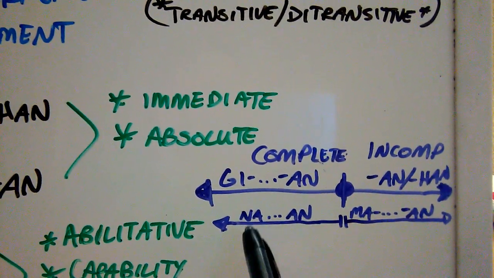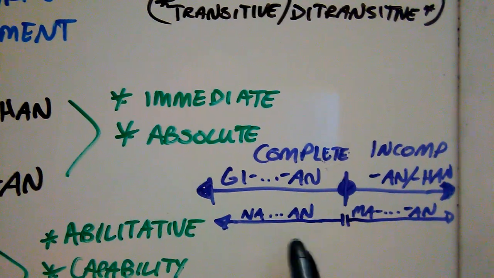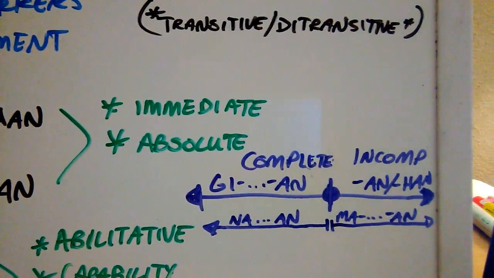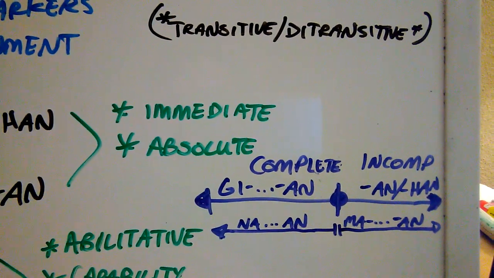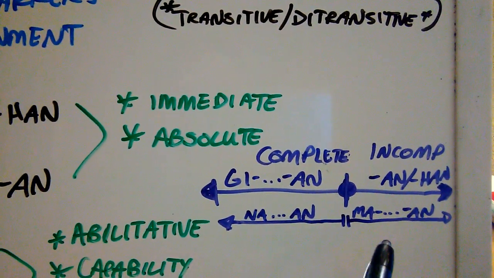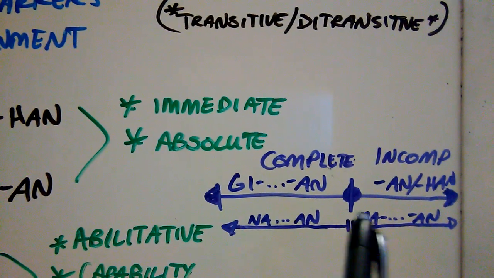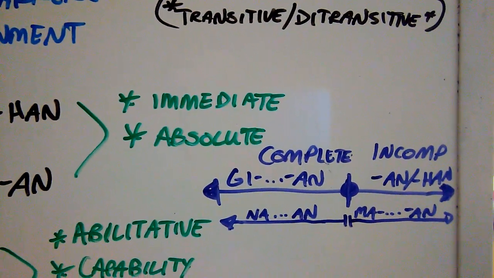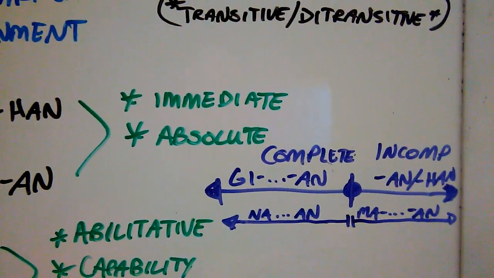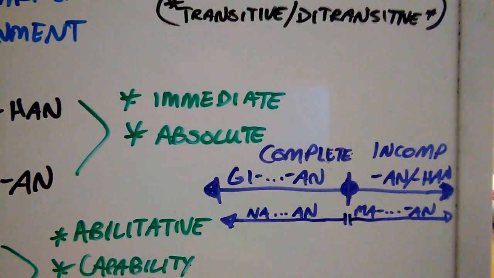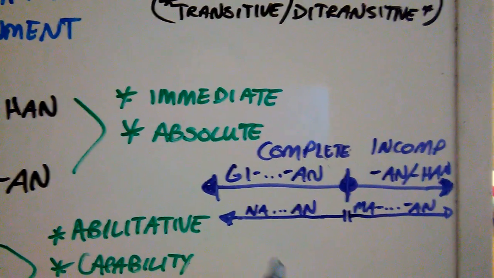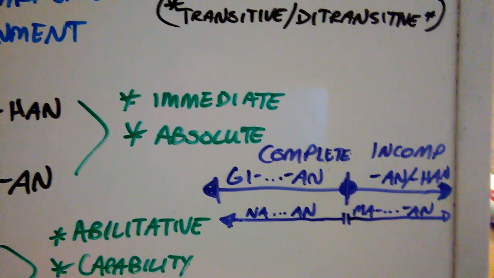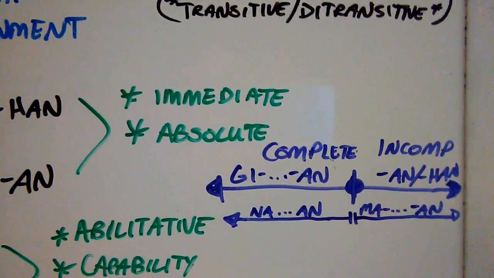For the bottom right here, we have our abilitative, right? So na something something an and ma something something an. Again, corresponding with complete and incomplete, okay? A lot of people like to explain this in tense, right? Me personally, I don't, because aspect wise, it's just easier to look at it that way. Was it completed? Is it still ongoing? Or is it incomplete? What is the status of the action? Okay? So that's how I like to look at it, is the status of the action.